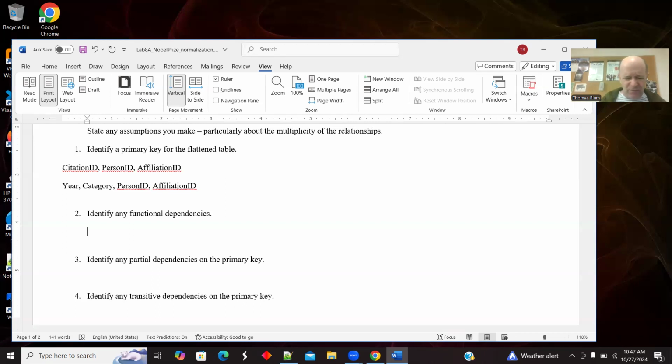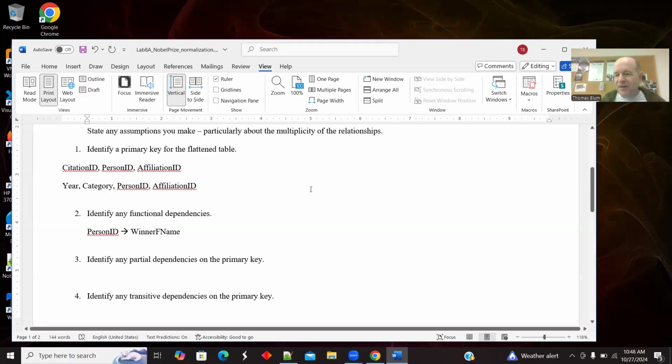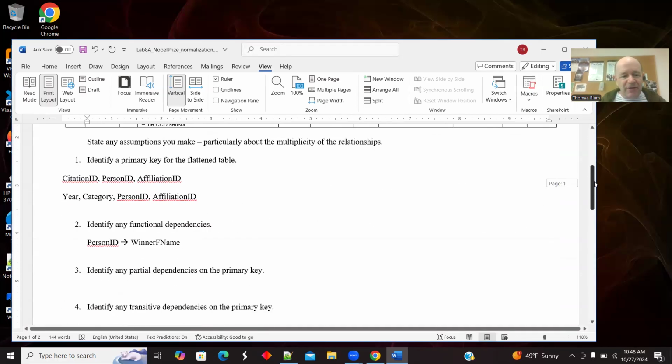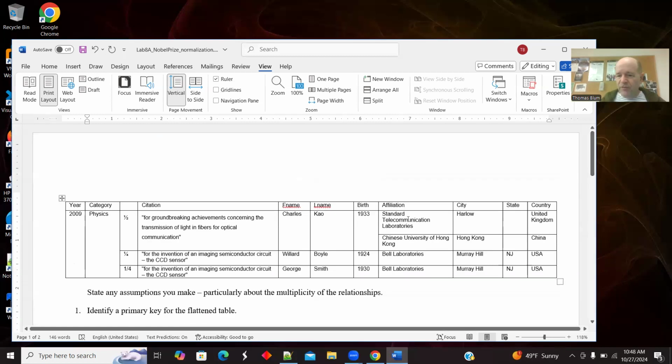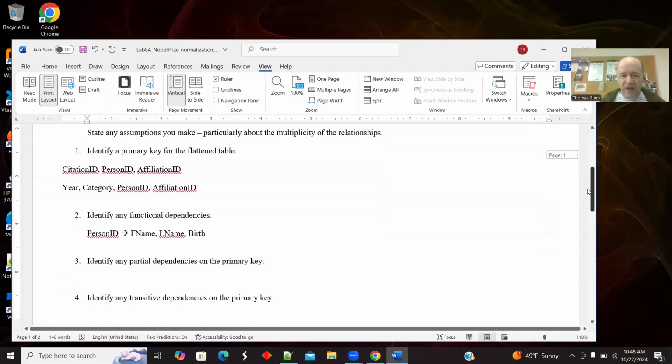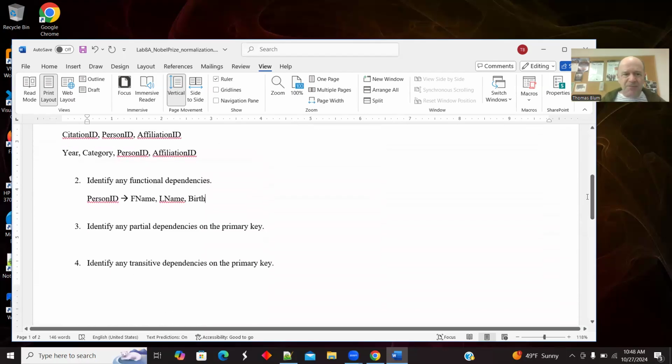So we've introduced this person ID, and we know that it's going to determine the first name, which I just called F name, and the last name, and their birth. It does not give the affiliation, as we know, because Charles here had two affiliations. So it will not pick out the affiliation.